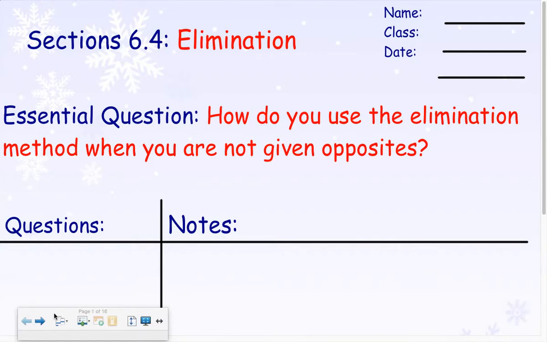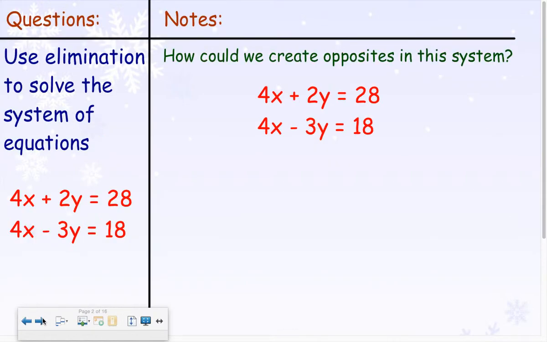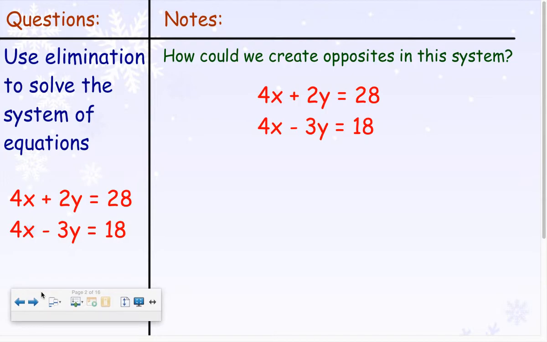Section 6.4 Elimination. How do you use the elimination method when you are not given opposites? Use elimination to solve the system of equations. We need to make opposites in this system because we don't have them right now. Remember, opposites make 0. So 2 and negative 2, 3 and negative 3, 4 and negative 4. That's what we're trying to create.